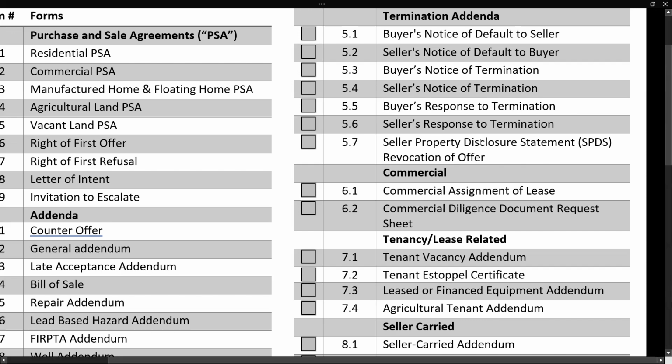This is only allowed to be delivered. You can only deliver a revocation of offer if there is an SPDS that was delivered and you are within the 5-day window, or if the SPDS was supposed to be delivered and it was never given to the buyer, they can provide the revocation until closing. But it only applies in instances where a seller's property disclosure statement is required in the contract. If you have a commercial piece of property that has no dwelling on it, there is no SPDS, and so the revocation of offer cannot be used.